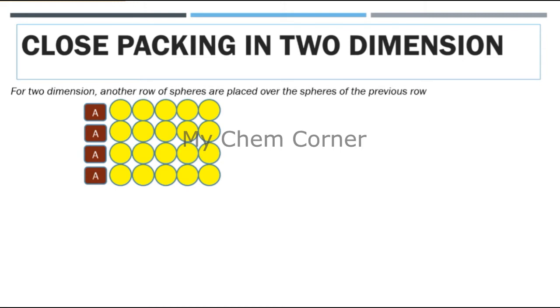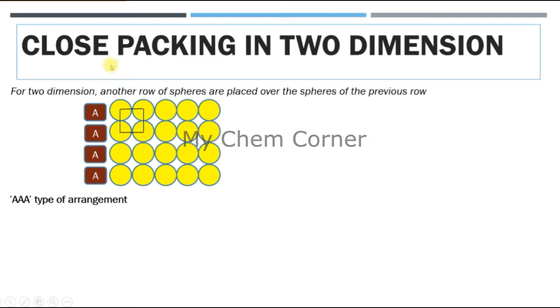So here each row in this type of an arrangement is A type because they're all placed in the same arrangement. They're all placed one above the other. So this type of an arrangement in a two-dimensional way is called as A type of arrangement.